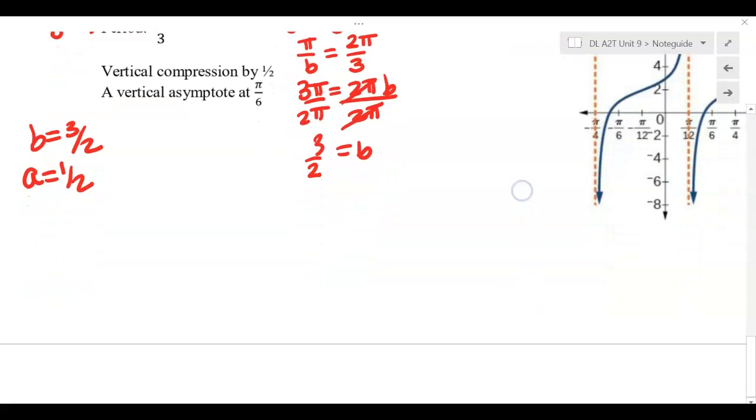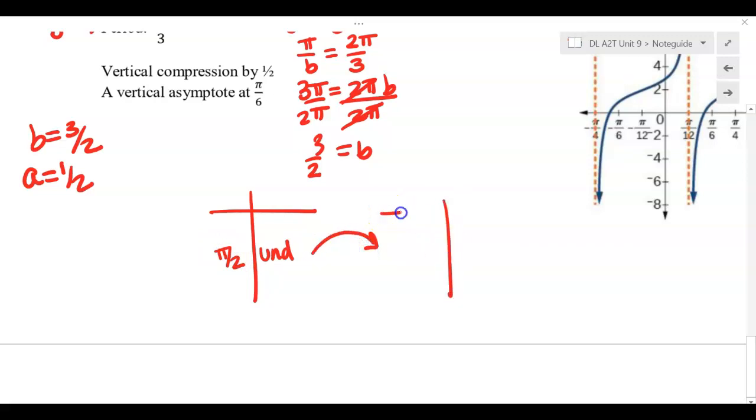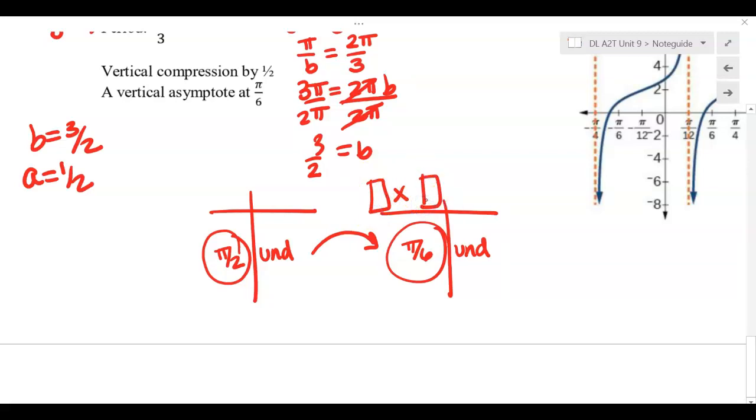This gets really tricky. Think about your original chart. The vertical asymptote happens where it's undefined, and in the parent function, that always happened at pi over 2. Now when we transform this, we expect the pi over 2 to be transformed into pi over 6 because that's where an asymptote is happening. How that transformation was happening is that x could be multiplied by something as well as added or subtracted with something. Okay. So far, we know that the b value was 3 over 2, which means x would have been multiplied by 2/3.